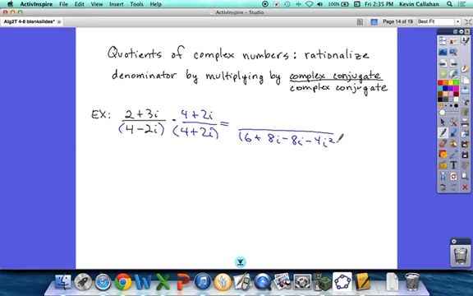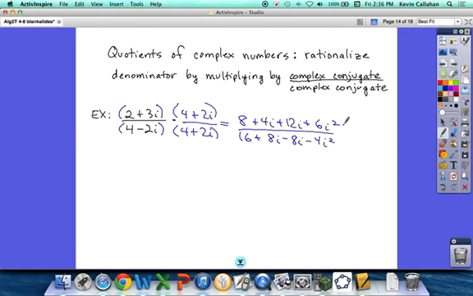We're not done yet. We can see what's going to happen in the denominator. These 8i's are going to cancel. That's always going to happen. And then the last term, the i squared, is going to turn into a negative 1. So we won't have any more i's in the denominator. In the numerator, you still have to FOIL this. 2 times 4 is 8. 2 times 2i is 4i. 4 times 3i is 12i. And 3i times 2i is 6i squared.